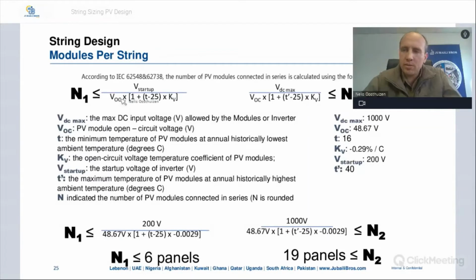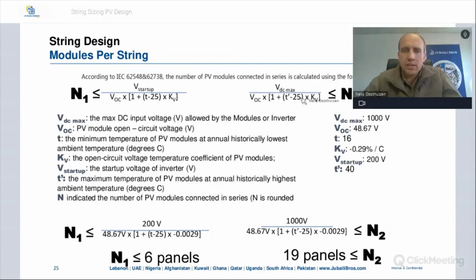So please be mindful, you need to compare it with the data sheets to get the correct information. Then you times it by 1 plus T minus 25, where T is the minimum temperature of PV modules at annual historical lowest ambient temperature. So this temperature rating is specific to your region or your area of installation. And then you times that with your KV, which is the open circuit voltage temperature coefficient of PV modules. That's also a value that you get straight from the data sheet of your PV manufacturer.